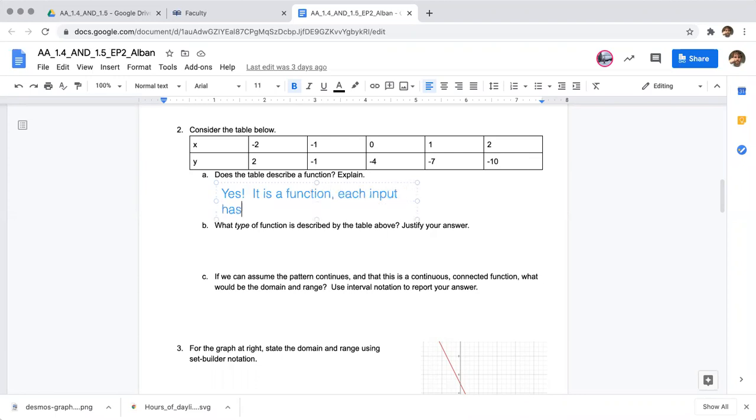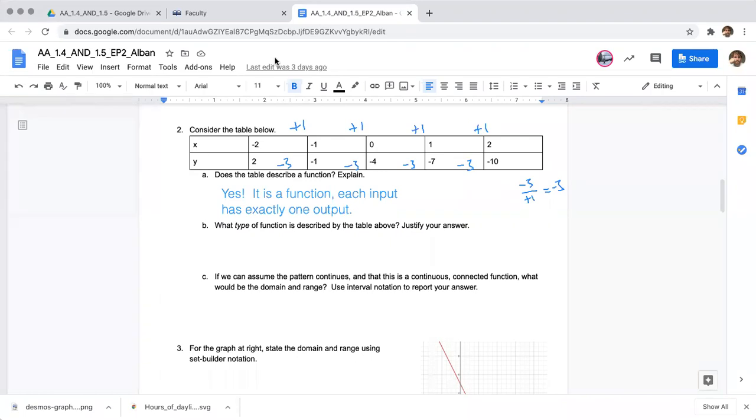Each input has exactly one output. What type of function is described by the table above? Well, this is going back to reminding you of some things that you've probably looked at before, but this is +1 change in x, +1 change in x, +1 change in x, +1 change in x. And this is -3 change in y, -3 change in y, -3, -3. So that means that our slope is -3 over 1, or -3. And that's a constant slope.